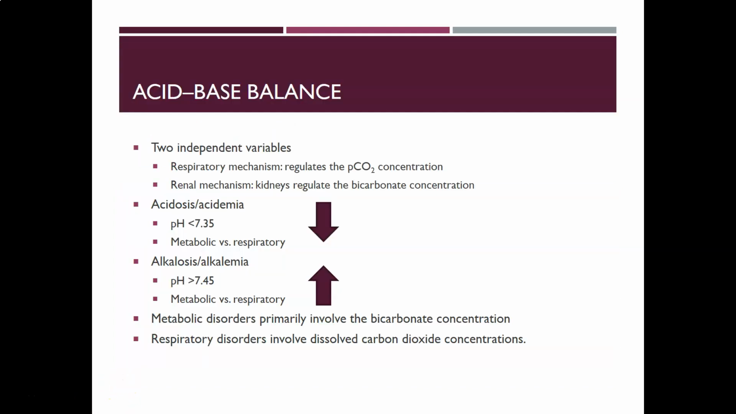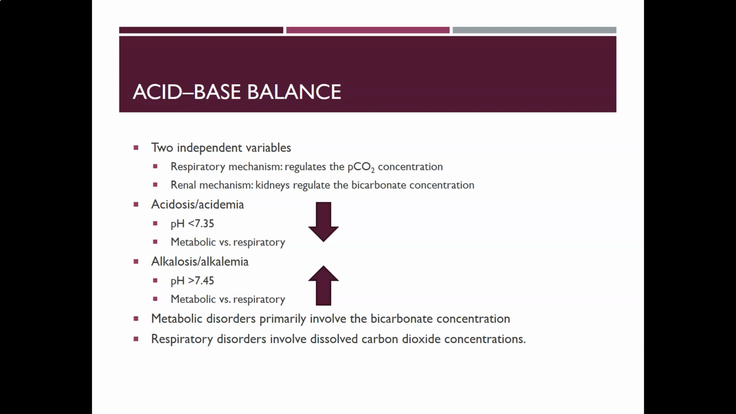So, acid-base balance, there are two independent variables. There's the respiratory mechanism and the renal mechanism. The respiratory mechanism will regulate the partial pressure of CO2, and the renal mechanism, the kidneys, will regulate the bicarbonate concentration. So then you can evaluate acid-base imbalances by starting by looking at the pH.